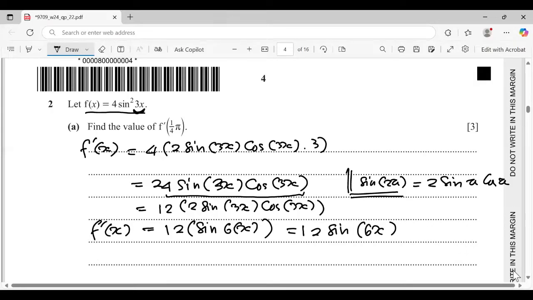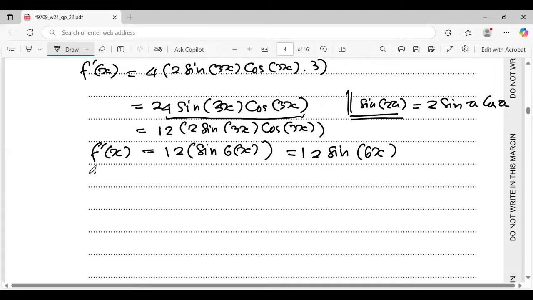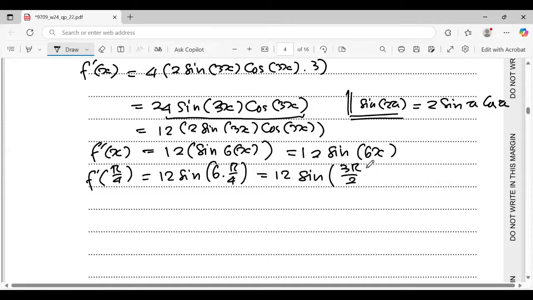After that, we're going to change x. x becomes pi quarter, like this. So it becomes 12 sine 6 times pi quarter. So it's going to be 12 sine 3 pi over 2, like this. And the result is 12 times minus 1, because sine 3 pi over 2 equals minus 1. So the result is minus 12. Next question.